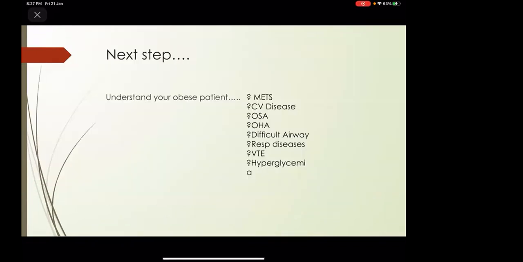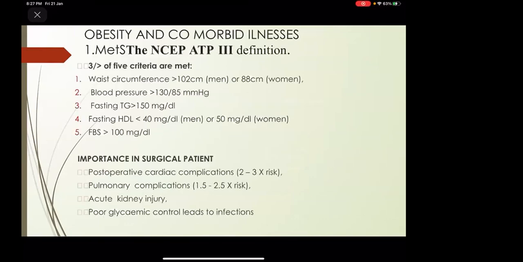So we have to understand our obese patient, whether the patient is having metabolic syndrome, cardiovascular disease, obstructive sleep apnea, or OHS, difficult airway, respiratory diseases, venous thromboembolism, and hyperglycemia. So coming to metabolic syndrome, what is metabolic syndrome? It is nothing but a cluster of conditions which have similar pathophysiology. According to the National Cholesterol Education Program, Adult Treatment Panel 3, a definition is used. It states that if 3 of the following 5 criteria are present, then the patient is said to have metabolic syndrome: central obesity along with hypertension, increased fasting triglycerides and fasting blood sugar, and decreased fasting HDL.